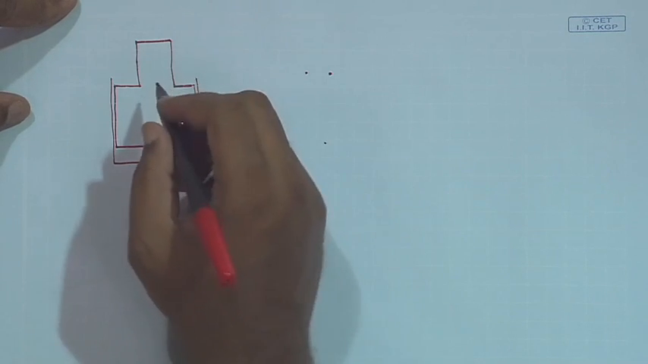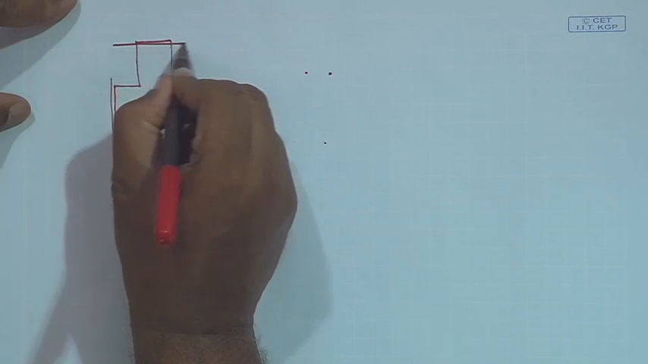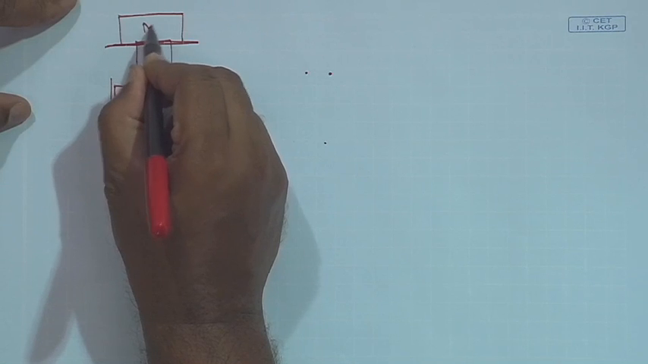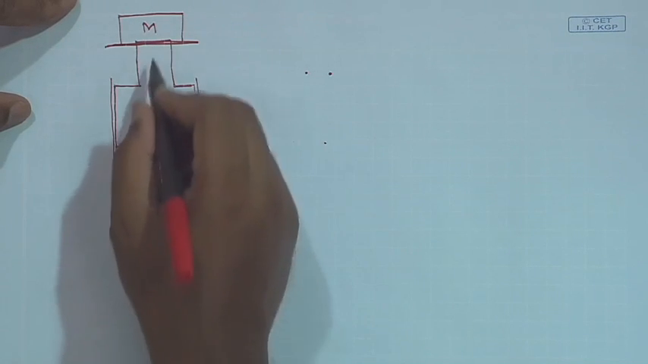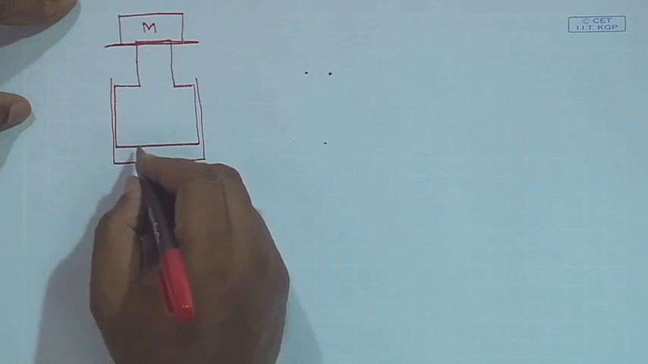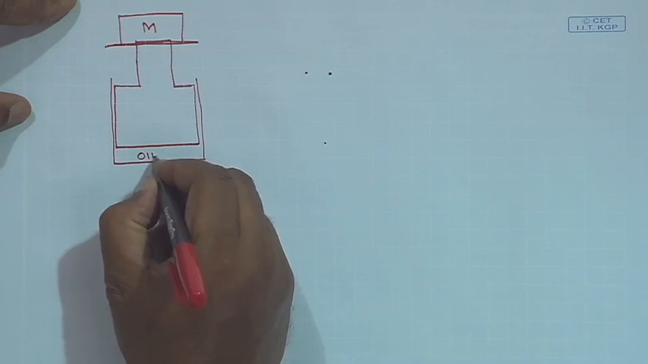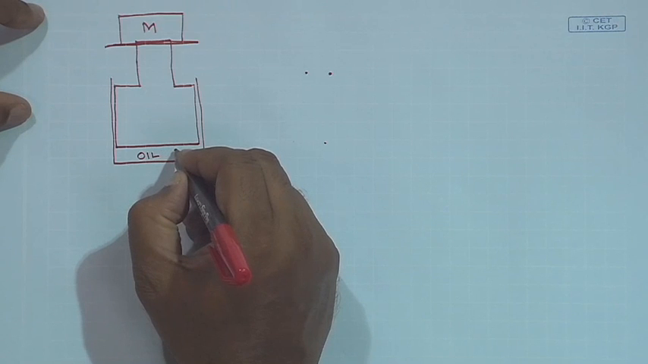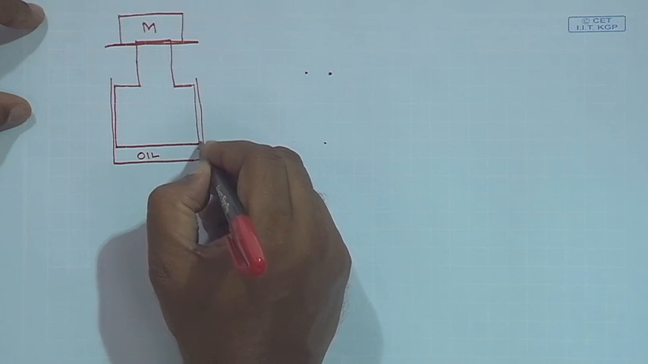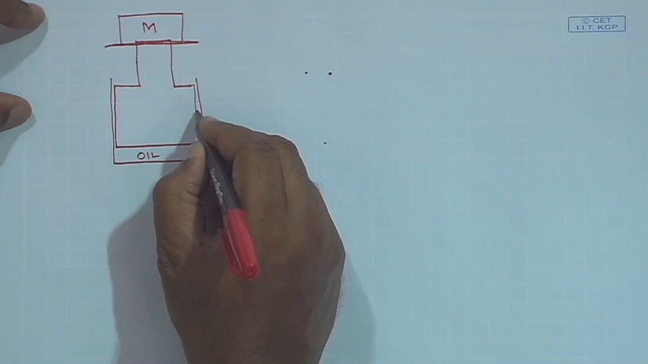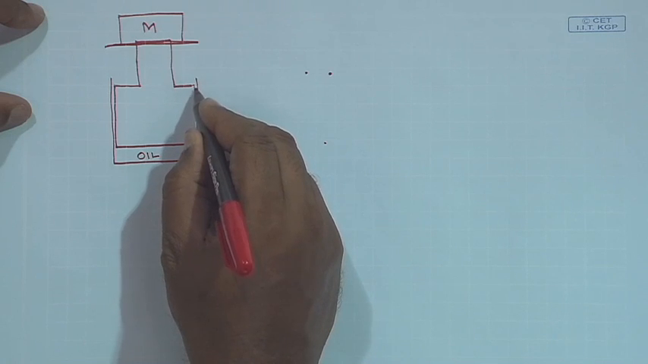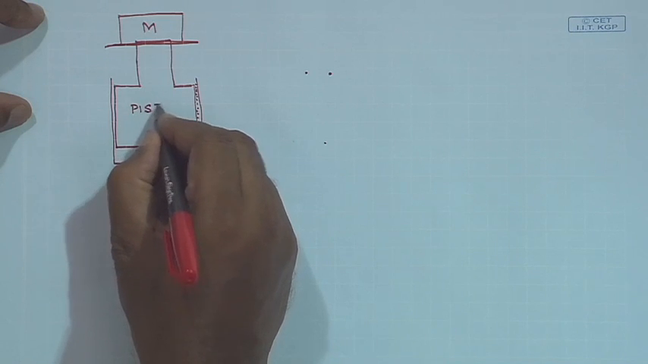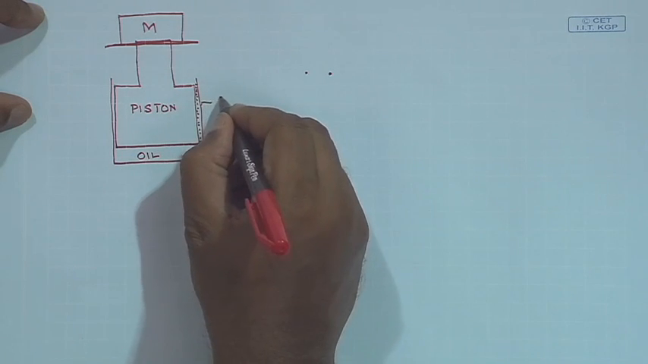On top of this piston, let us put a mass of m, and herein we have the oil. As the piston starts to come down, the oil has to leak through the thin intervening space between the piston and the cylinder. So, herein we have the piston and this one is the cylinder.